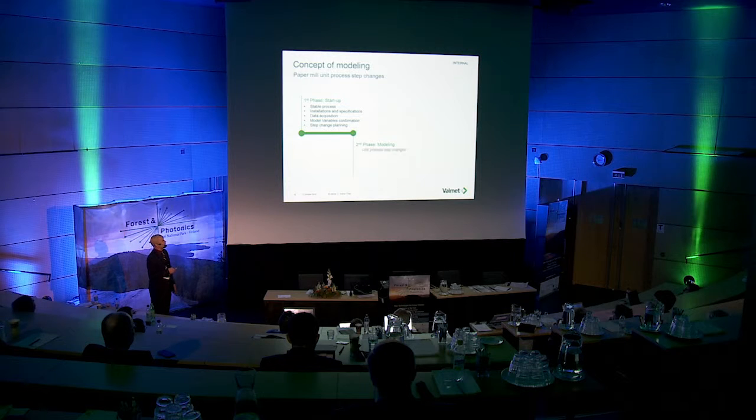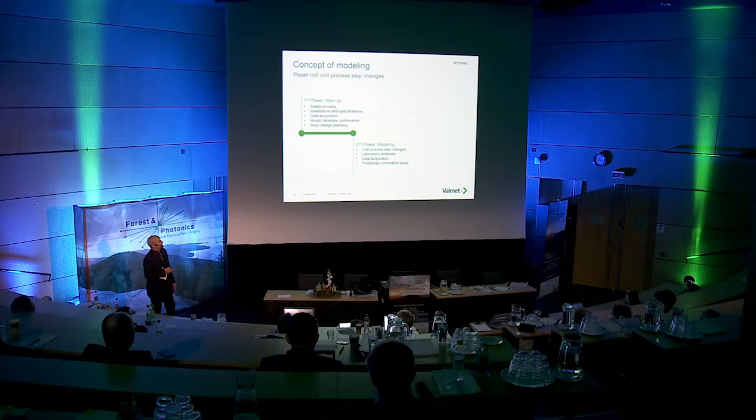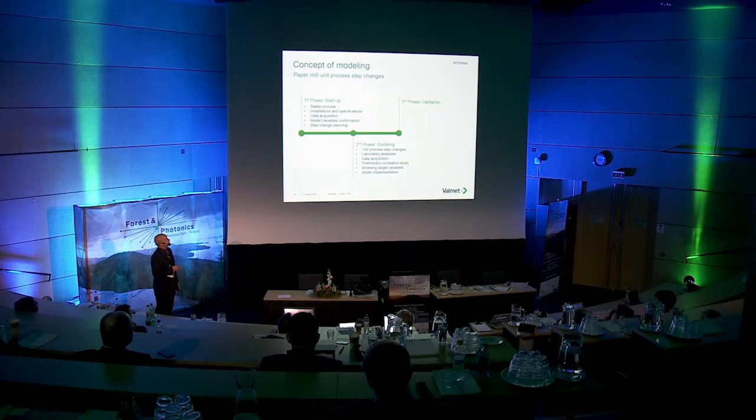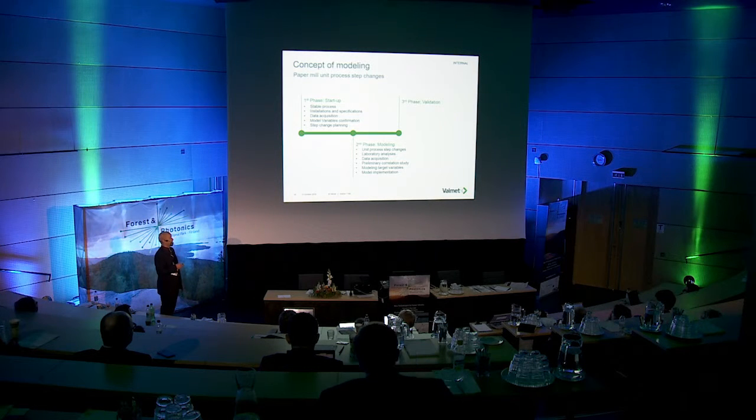The second phase is the modeling itself. We make those step changes in the paper mill process. We make simultaneously laboratory analysis for the paper strength, acquire data, and then we make a preliminary correlation study. So what are the right variables to use for modeling? And finally, we validate the data.